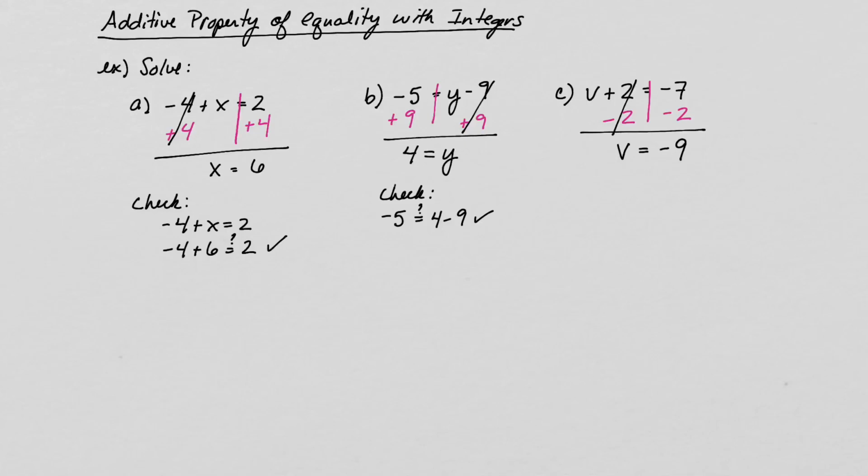And then again, you can check, does that actually work? So does -9 plus 2 actually equal -7? And yep, because -9 plus 2 is -7, so it works out.